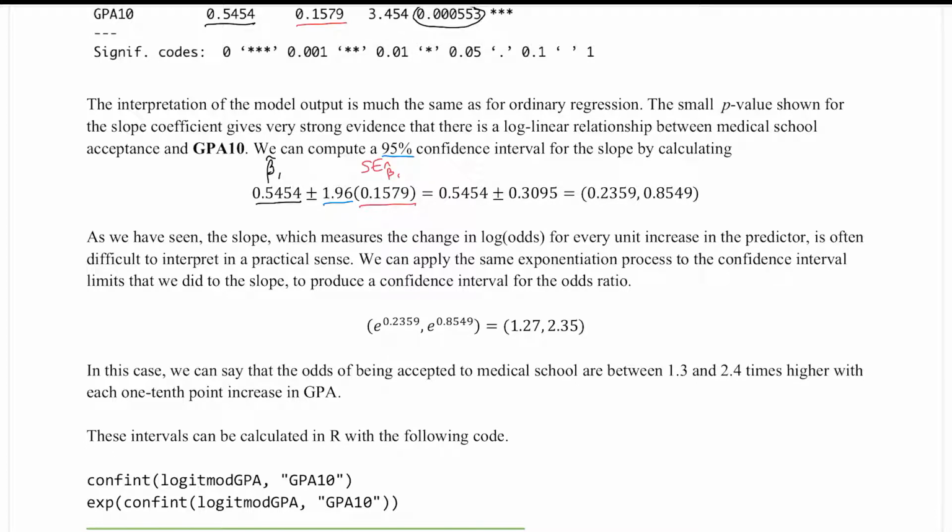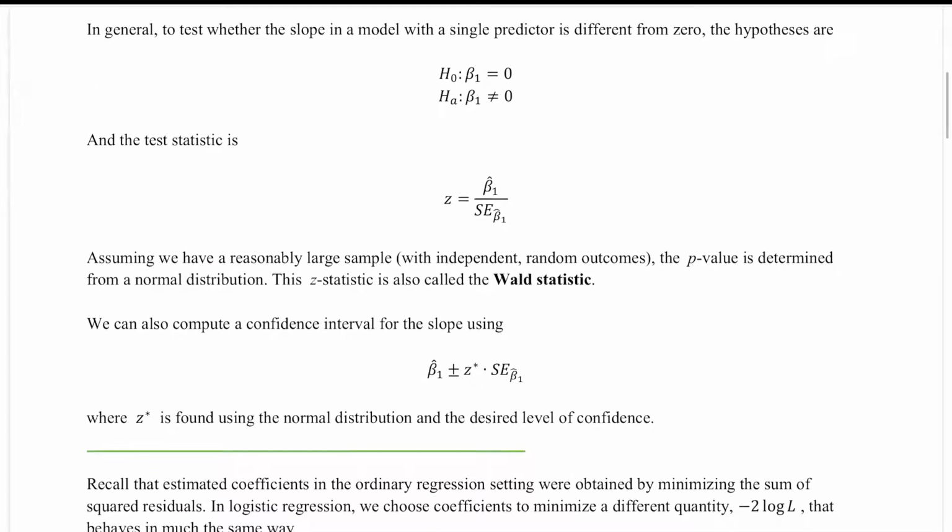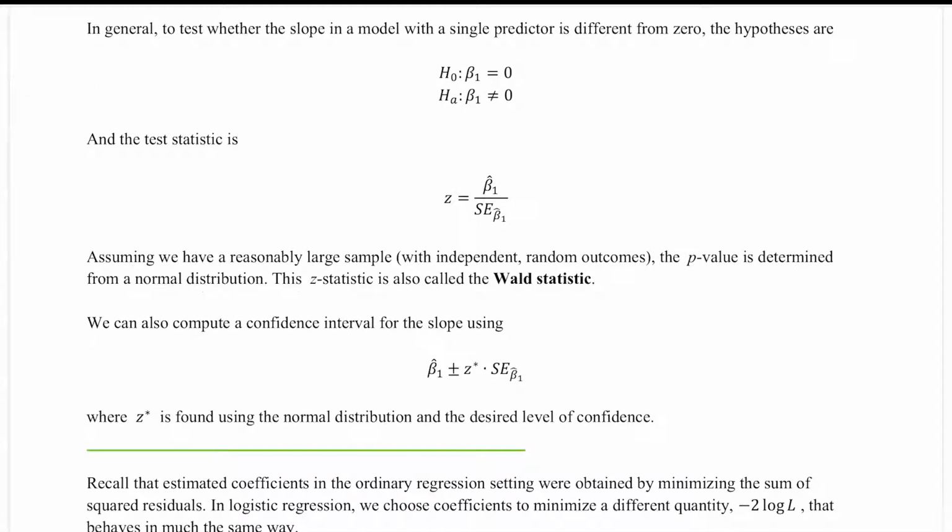Now, interpretation-wise, remember we have to do exponentiating, and we're talking about odds ratios when we do that. So the same way that we could exponentiate the slope that we learned about earlier to get an odds ratio, we can just exponentiate the endpoints of the confidence interval, right? So basically this is giving us an interval of what the odds ratio might be. And the way we interpret it in this case, the odds of being accepted to medical school are between 1.3 and 2.4 times higher for each 1/10 point increase in GPA. And then you have the code there to come up with the confidence intervals.